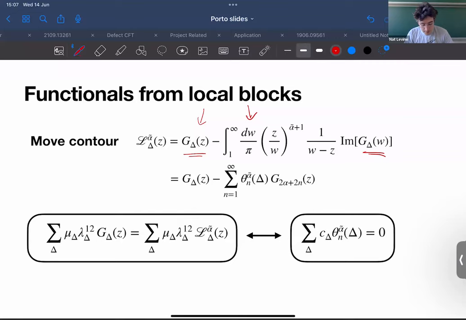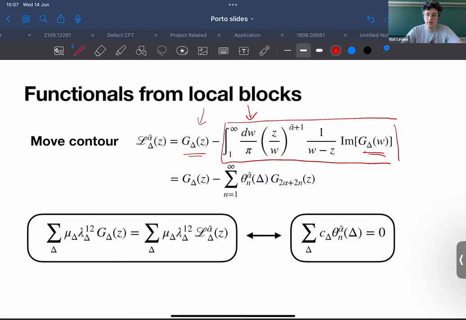So now we can actually derive from this local block expansion the same sum rules I mentioned before. This second term on the right-hand side is some function of Z. In particular, we can expand it as a sum of blocks, which follows because these blocks are a complete set of functions. There'll be some coefficients in this expansion, which we call theta. And it turns out that for this kernel, you can check that the only blocks that appear are some double traces, starting from n equals 1. They have dimensions 2 alpha tilde plus 2n.